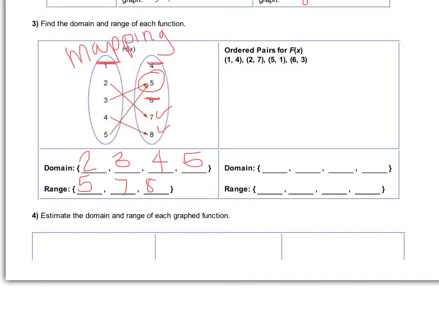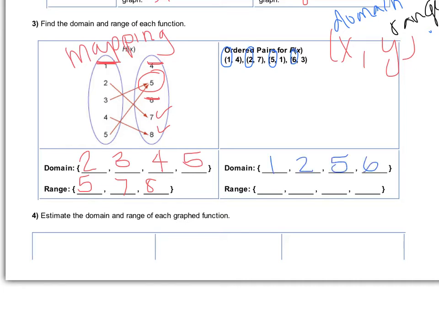Remember to find the domain in an ordered pair. Ordered pairs are in the parentheses with x then y. X's are our domain, and our y's are our range. So that means to find our domain, we are going to look at the first numbers in every parentheses. So that would be 1, 2, 5, and 6. That's going to be our domain. And then for our range, we look at our second numbers, which would be 4, 7, 1, and 3.